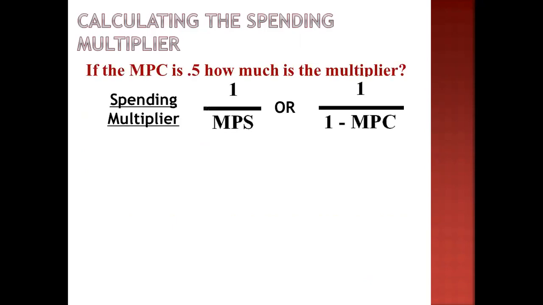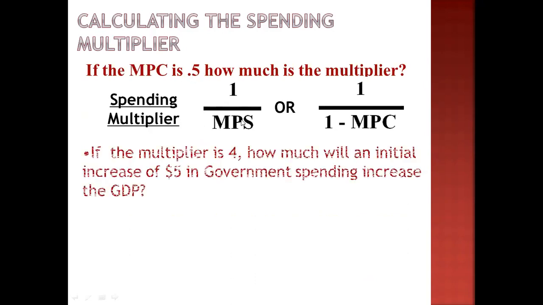Okay, so with that, using those numbers, we get what's called the multiplier. The spending multiplier is 1 over MPS, or 1 over 1 minus MPC. So if the MPC is 0.5, how much is your multiplier? Well, if your MPC is 0.5, that means your MPS is 0.5. So 1 over 0.5 is 2. All right, so that's how you would find it out.